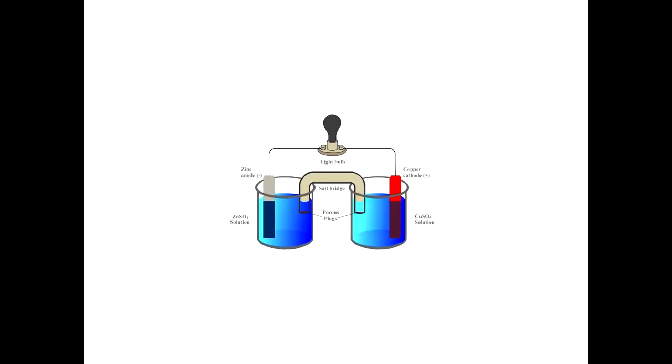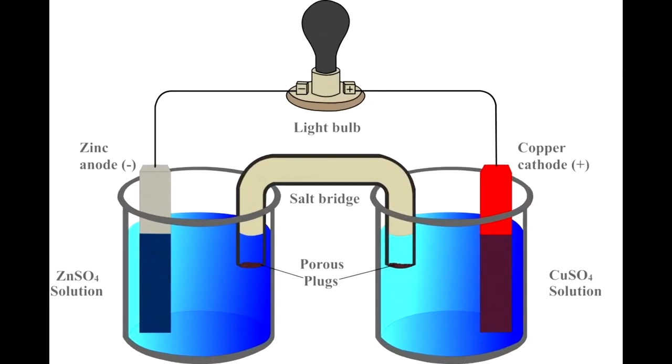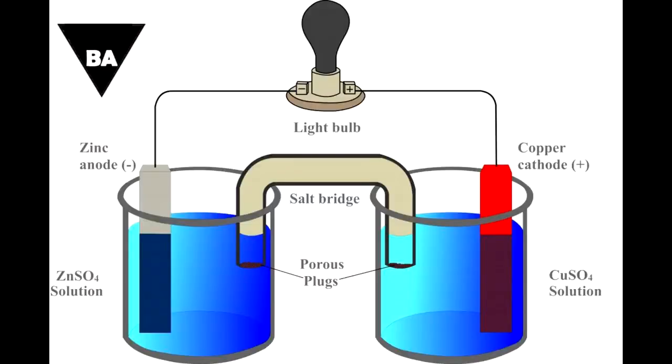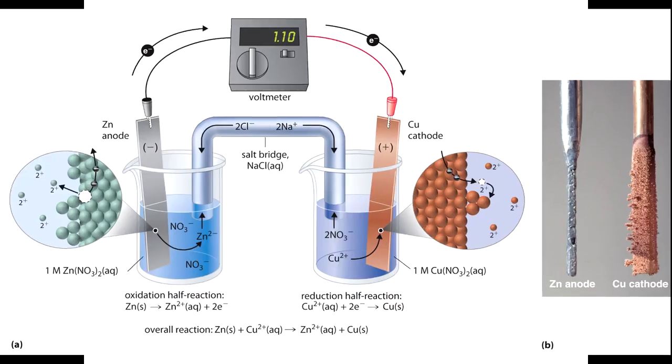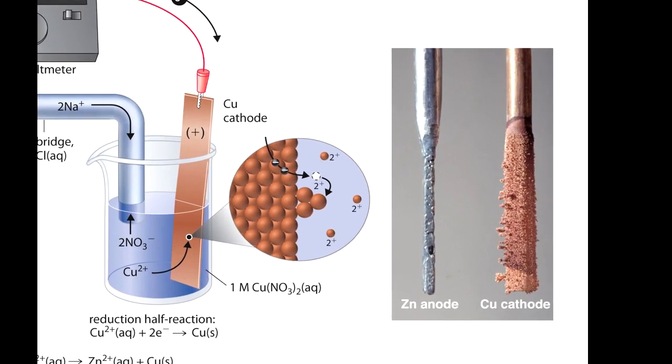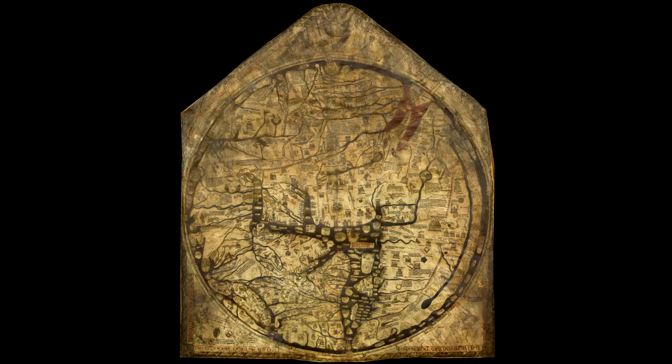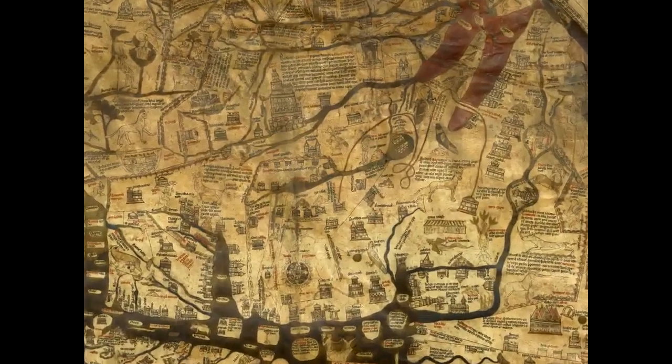Let's take a look at this voltaic cell, and on the left you see the anode and on the right you see the cathode. These of course are the twin pillars, Boaz being the negative, the anode, and Joaquin being the positive, the cathode. So remember, in this system the zinc, the Ba, the negative, is losing matter. The positive, the Ka, the copper, is attracting matter. Let's go back to the story of Sodom and Gomorrah.